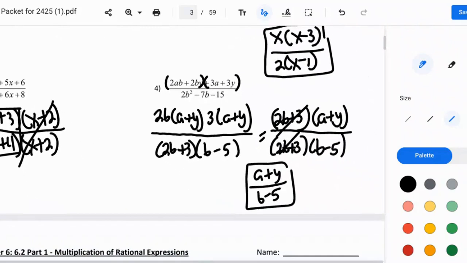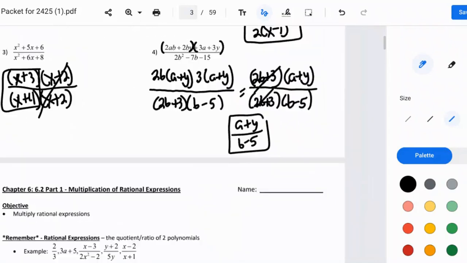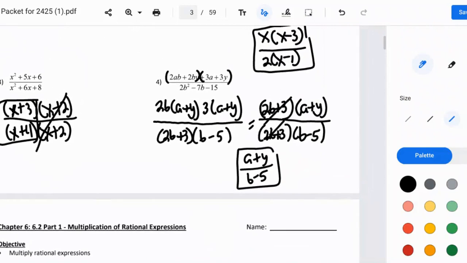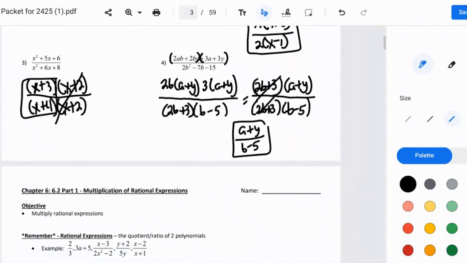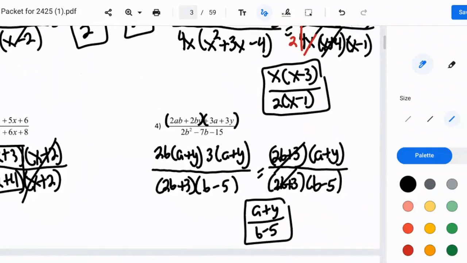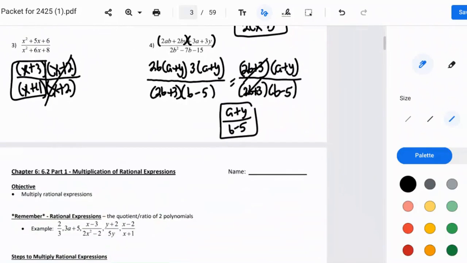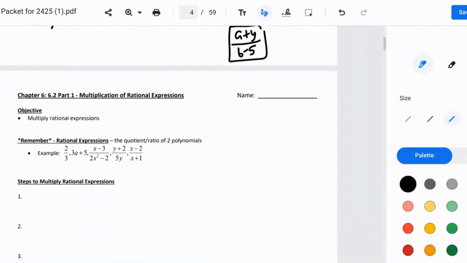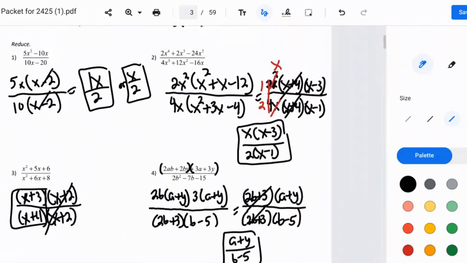All right, so that's all of the simplifying or reducing rational functions part that we have. Oh, that's it. That's all we got.